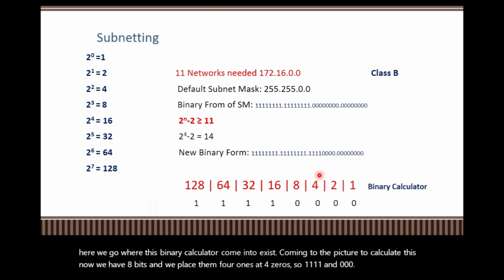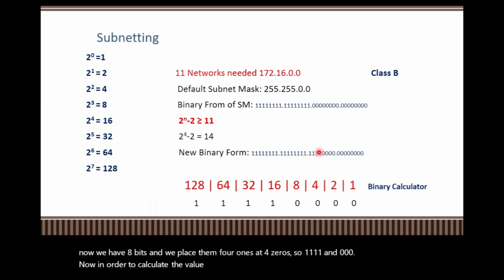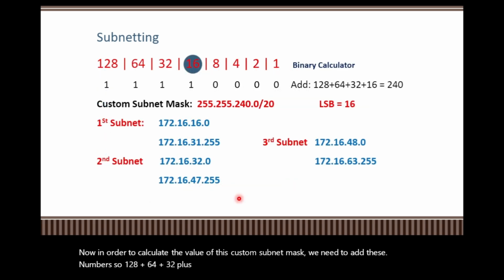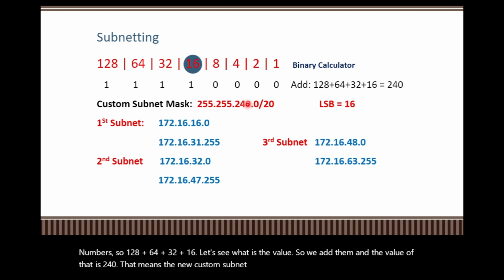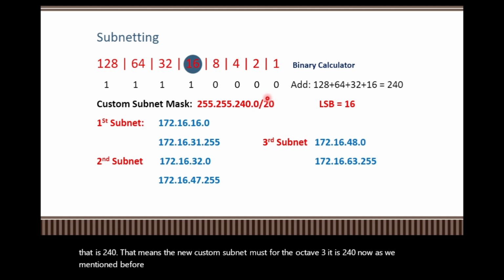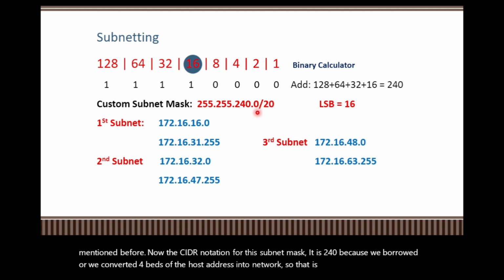Now in order to calculate the value of this custom subnet mask, we need to add these numbers. So 128 plus 64 plus 32 plus 16, let's see what the value is. We add them and the value of that is 240. That means the new custom subnet mask for octet 3 is 240. Now, as we mentioned before, the CIDR notation for this subnet mask is /20, because we converted 4 bits of the host address into network.